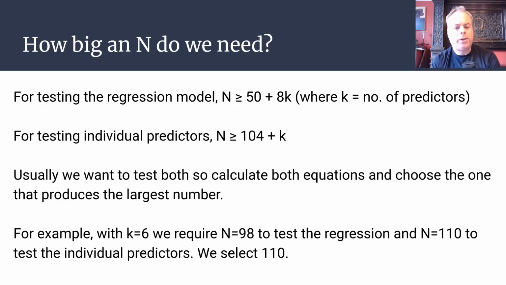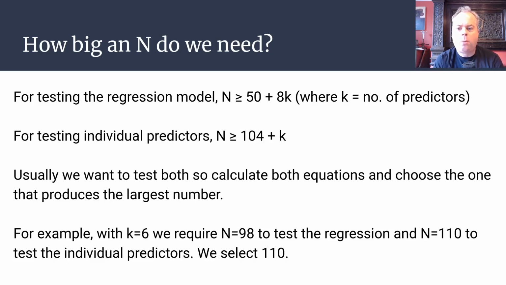For testing individual predictors, our n should be greater than or equal to 104 plus the number of predictors. And actually, in most cases, we want to test not just the regression model, we also want to test the individual predictors. So it's always a good idea, going by this rule of thumb approach, to calculate both ends and choose the one that produces the largest number.